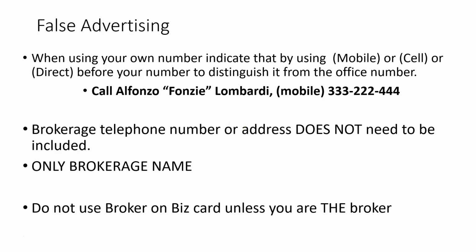When using your own number, indicate that by using mobile or cell before your number to distinguish it from the office number. In other words, when people see a number, they automatically assume it is an office number unless you denominate it otherwise. The brokerage telephone number or address does not need to be included, only the brokerage name. Do not use broker on a business card unless you are the broker. Only use broker associate.